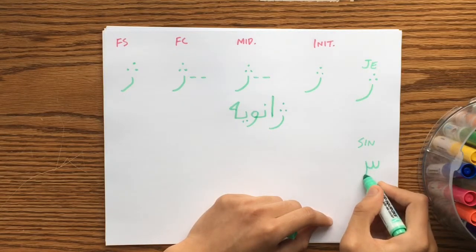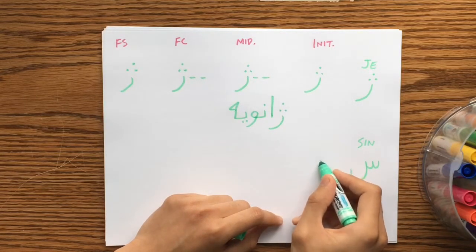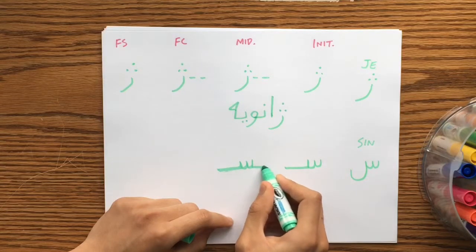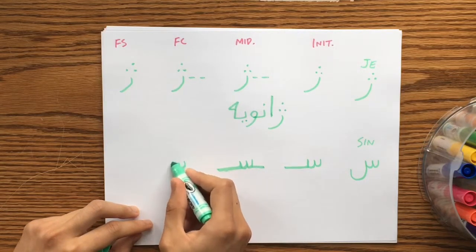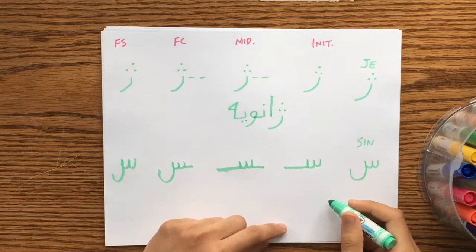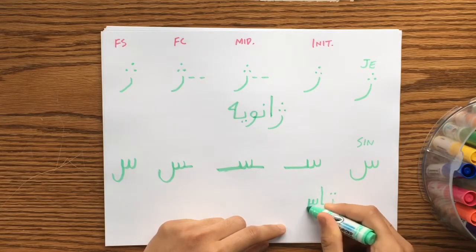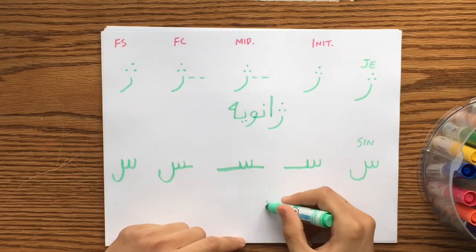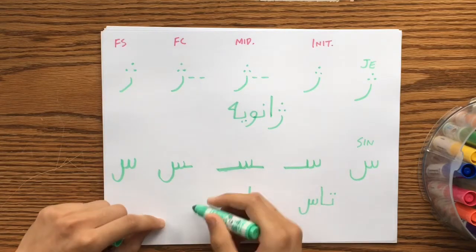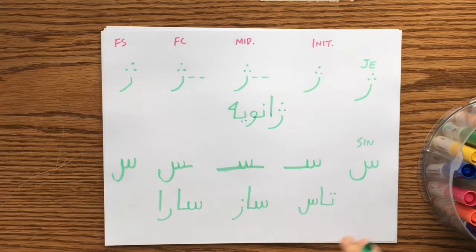Okay, Seen. Seen is another one that makes the S sound. And Seen is a connector, so you would connect it from both sides. Okay, so what can you write? You can write toss, which means an 8-sided die. You can write saz, which means instrument, like a musical instrument. And you can write Sara, which is a girl's name. Sara. All right.